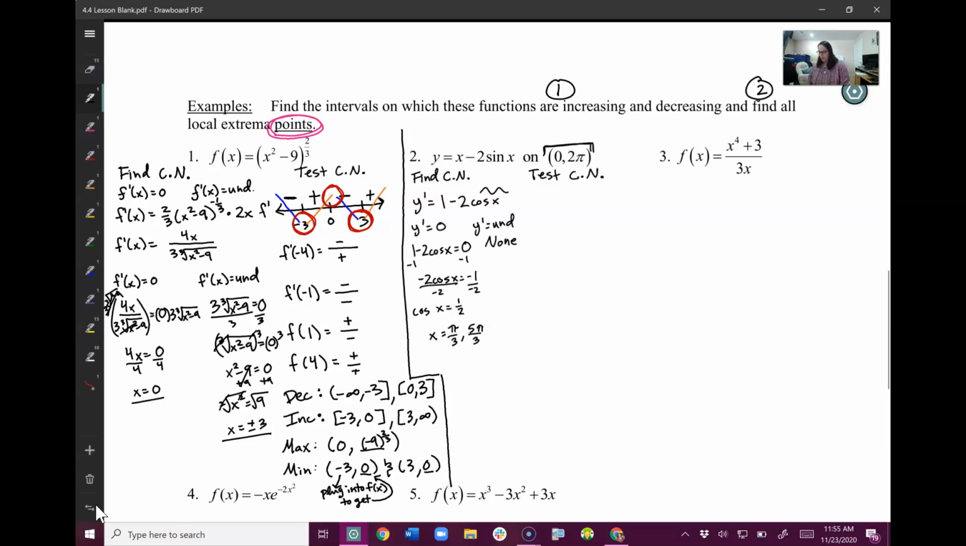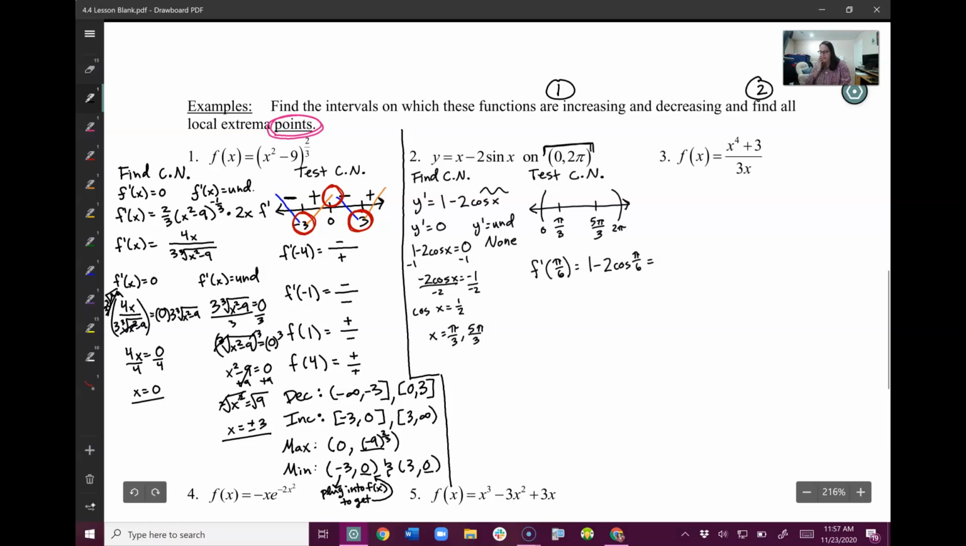Okay, now I need to test these critical numbers. So I'm going to put these critical numbers right here: pi thirds, 5 pi thirds, and keep in mind that I have a domain restriction of 0 to 2 pi on this number line. And now I'm going to plug them in to see what I get. And by plug them in, I mean, do my sign line. So I'm going to start with a number between 0 and pi thirds. So let's say pi over 6, and plug it into my derivative.